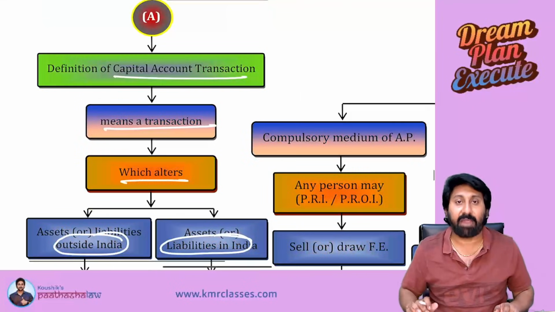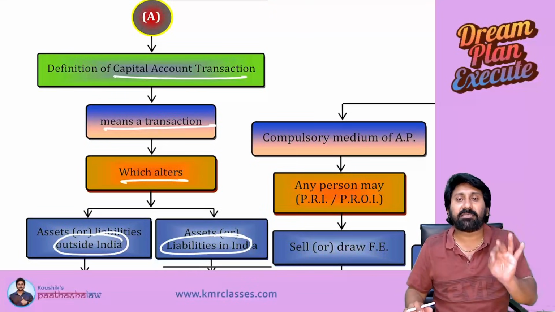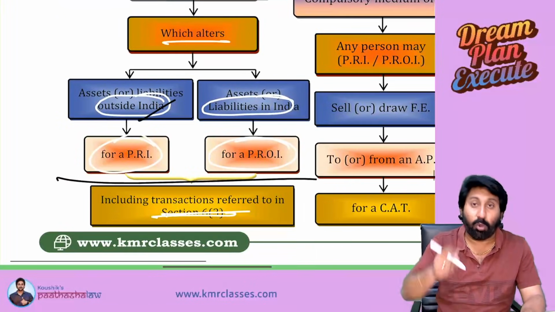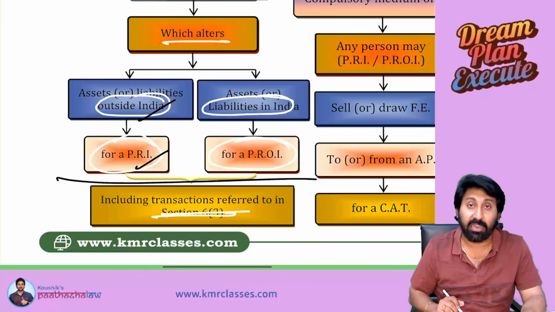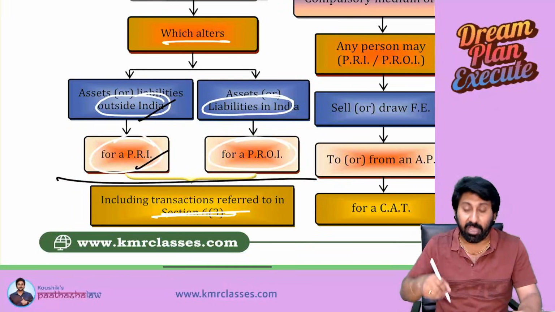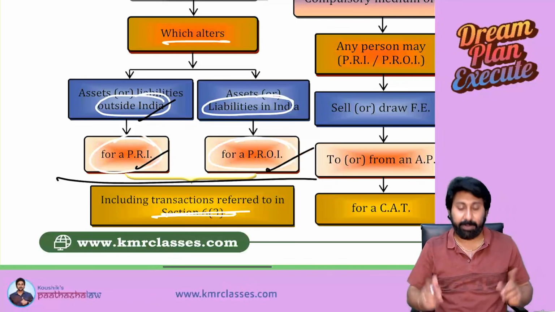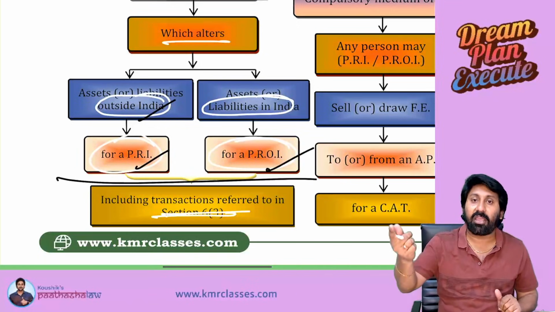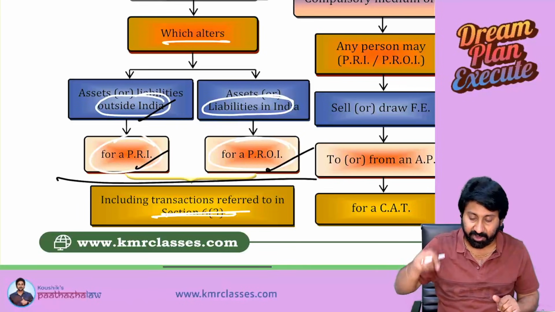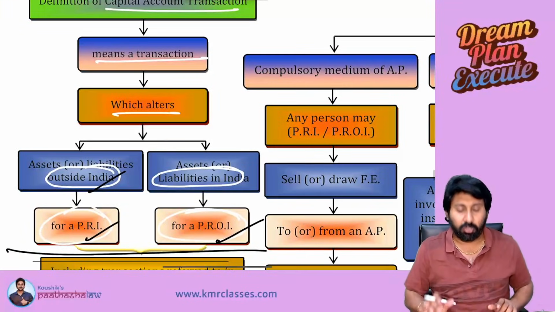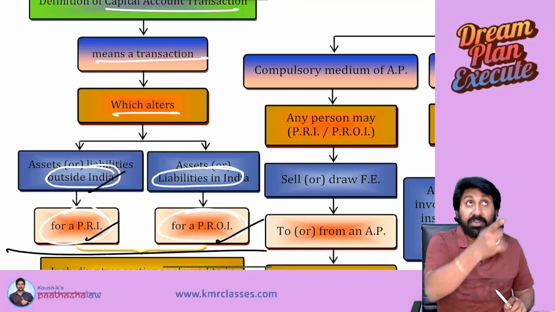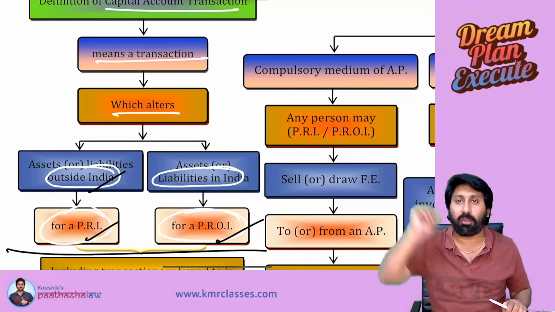So tell me, what is a capital account transaction? Capital account transaction means a transaction which alters assets or liabilities outside India for a PRI, and assets or liabilities in India for a PROI. Repeat: assets or liabilities outside India for a PRI; in India for a PROI. So it's a transaction that alters assets or liabilities outside India for a PRI, in India for a PROI.